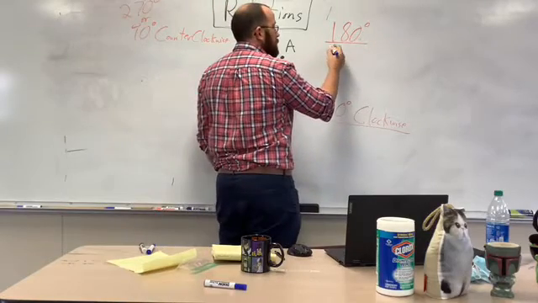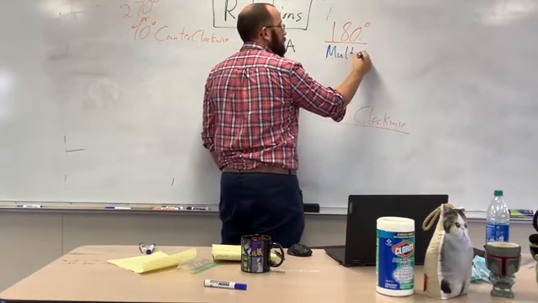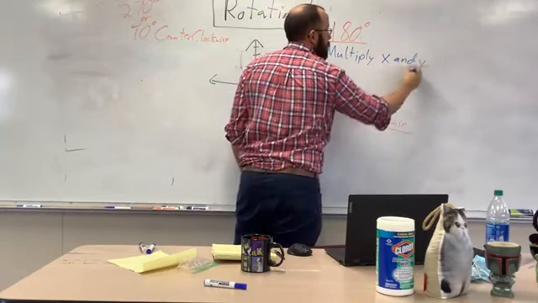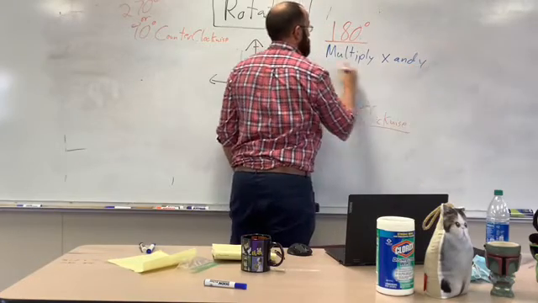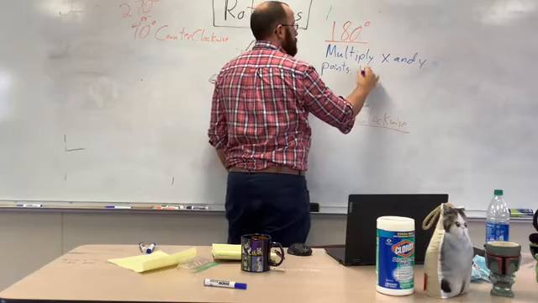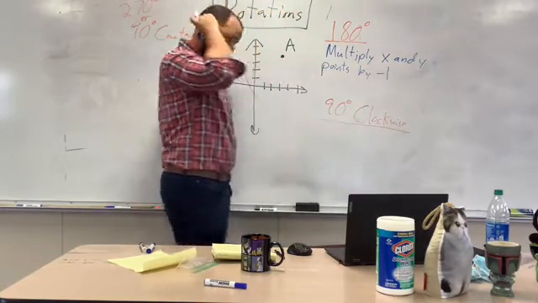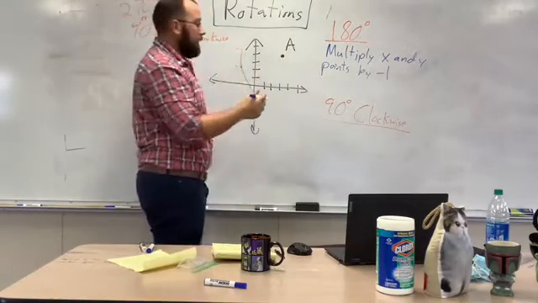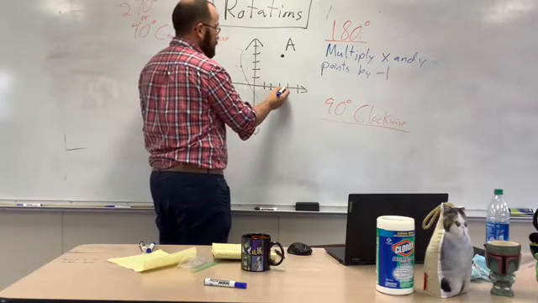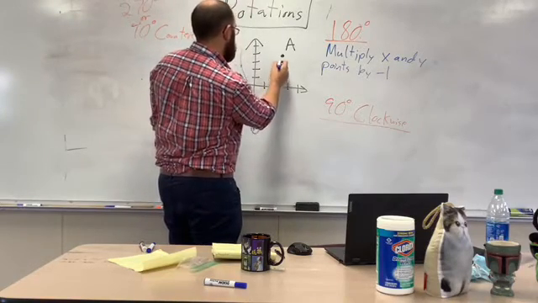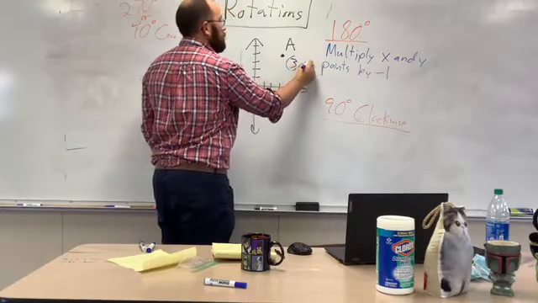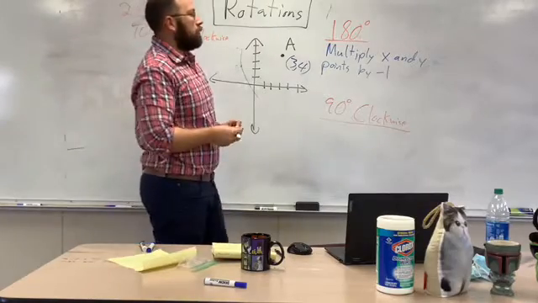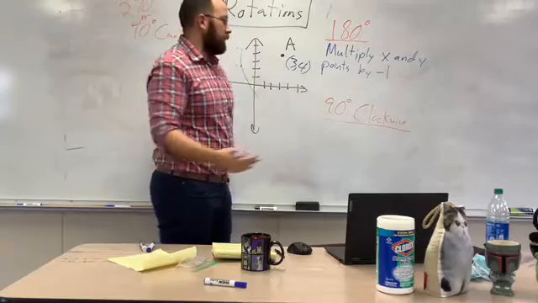For this, the rule is you multiply the x and y points by -1. So we're going to take A here. A is at, 1, 2, 3, 1, 2, 3, 4. So it's at 3, 4. And I say you're going to take that and you're going to go 180 degrees rotation.